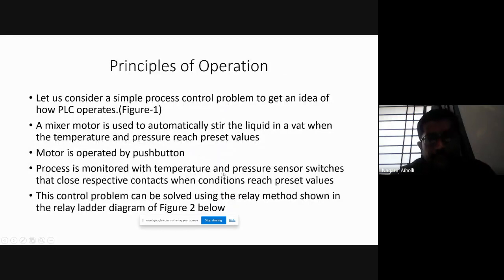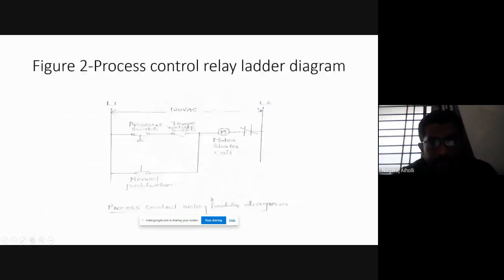The process is monitored with temperature and pressure sensor switches that close their respective contacts only if the pressure and the temperature reach their set point value. If the contact is open, it is considered as 0. If the contact is closed, it is considered as 1, or high. This process control problem can be solved using the relay method, as shown in the relay ladder diagram. Next we will see the relay ladder diagram. This is the relay ladder diagram.